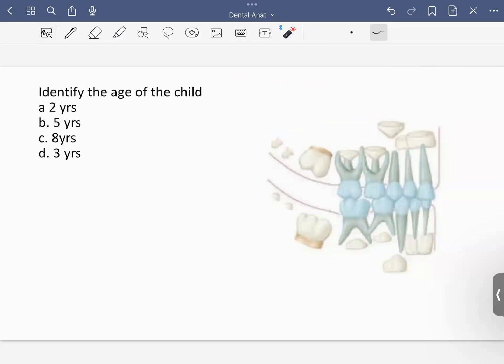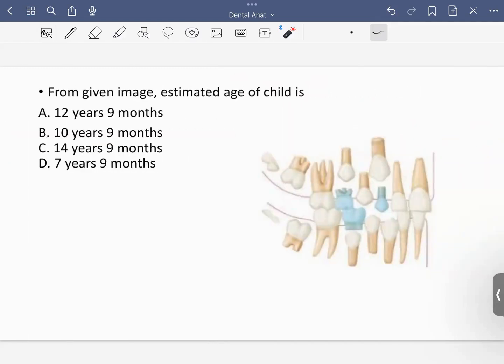What is the age of crown completion for the central incisor? 4 years. Okay. So here 4 years have not been reached. But central incisors have started forming and all the deciduous dentition is in occlusion. The age group will be 3 years.